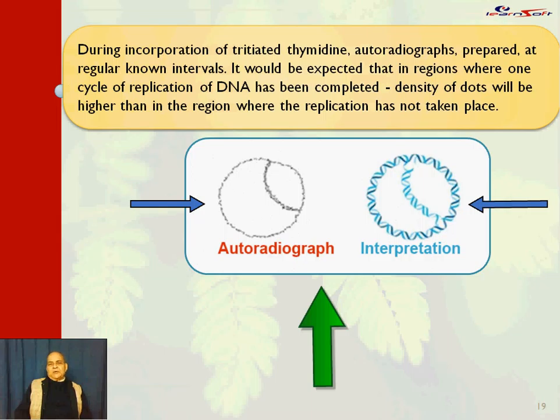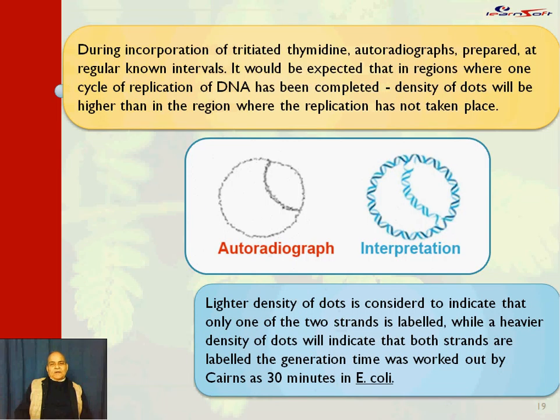So by observing the density of the dots, wherever it is higher, it is the region where the replication has taken place. Lighter density of dots is considered to indicate that only one of the two strands is labeled, while the heavier density of dots will indicate that both these strands are labeled. The generation time was worked out by Cairns as 30 minutes in E. coli.